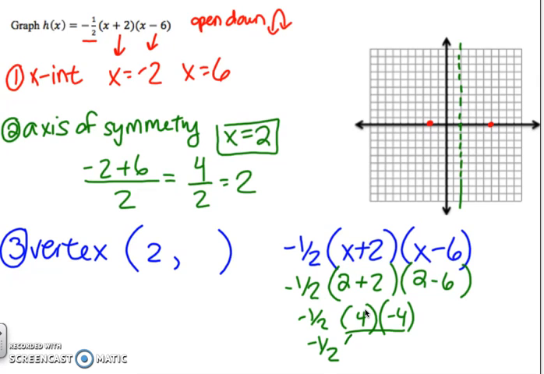4 times negative 4 is negative 16. So a negative 1/2 times negative 16 is going to be a positive, and 16 divided by 2 is 8. So it should be a positive 8. So we're going to graph (2, 8) as our vertex, which is up here. And then once you have your vertex and your x-intercepts, you have a nice parabola shape. And notice that it is opening down because we had a negative out front.